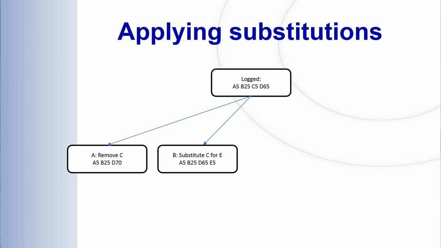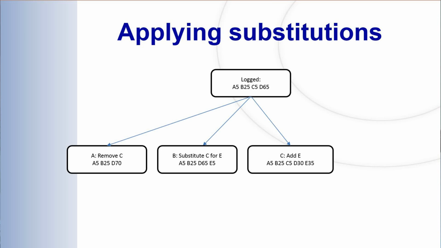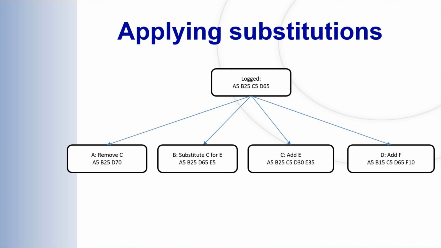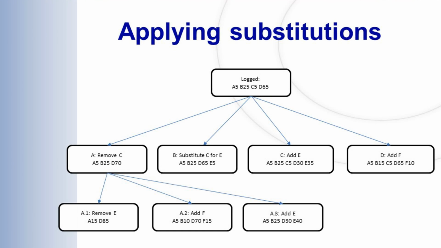Another rule might be to completely remove material type C and add material type E. So we can see that alternative shown here. So these are all branches from that logged composition. The third rule might be saying to add material type E, and another rule might be saying add material type F. So at this point we have a number of different compositions, and we repeat this process because in practice you'll need to exchange various material types several times to get from the logged composition to the validated composition that satisfies the chemistry.